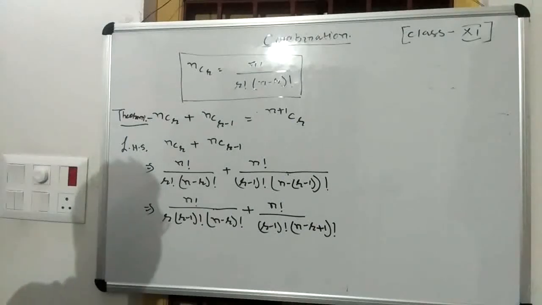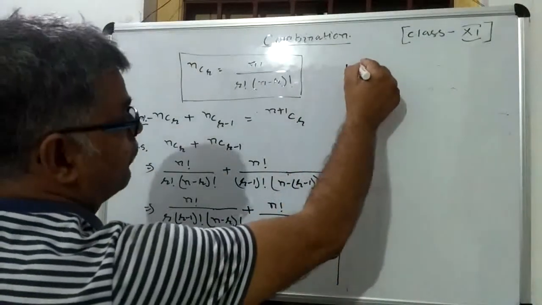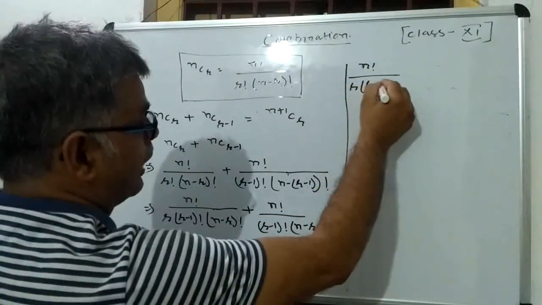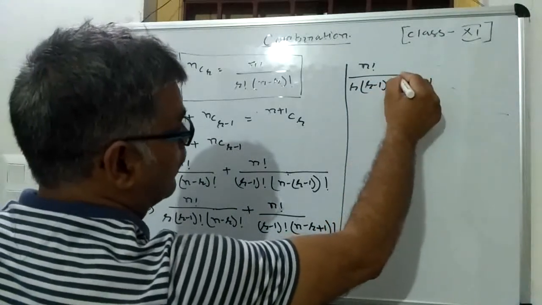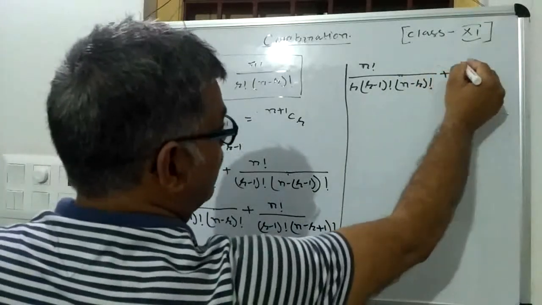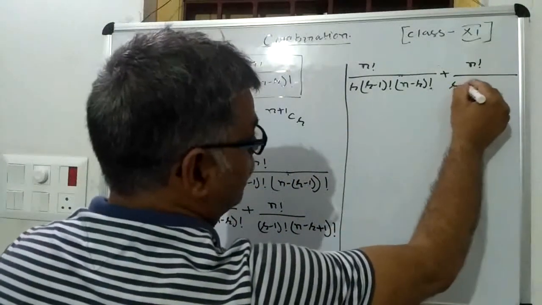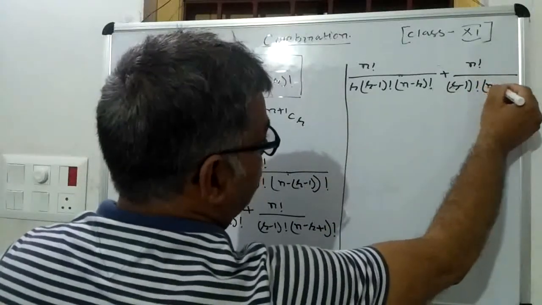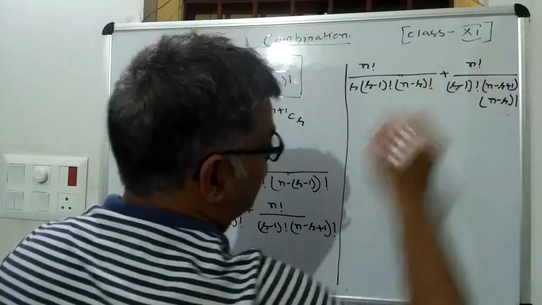Now children, further on simplification, we can have factorial n by r into factorial r minus 1 into n minus r factorial, plus factorial n by factorial r minus 1 as it is, and this can be written as n minus r plus 1 into n minus r factorial.